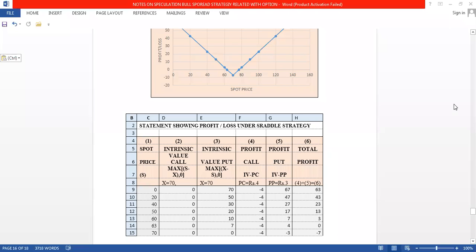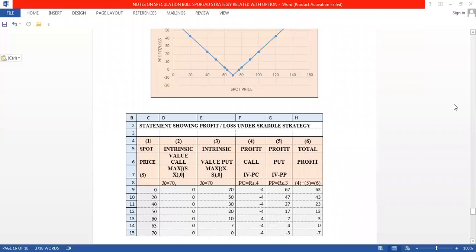So we are continuing with our discussion on spread strategy. We have mentioned that the calculation of the spread strategy value will be based on 5 steps. First, we will calculate intrinsic value of the call option. Then we will calculate intrinsic value of the put option. Then we calculate profit of the call option. Then we will calculate profit of the put option, and finally total profit.